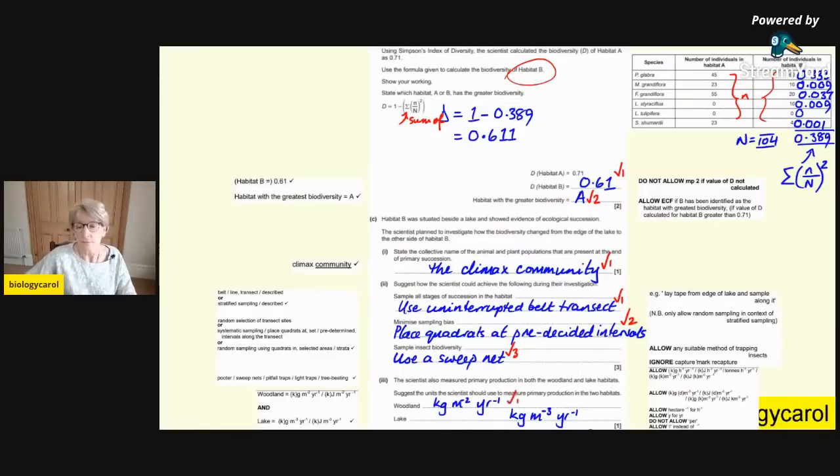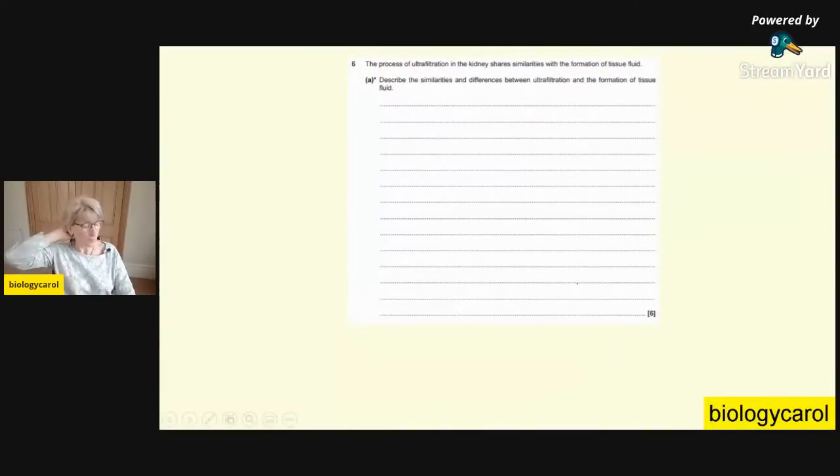Okay, moving on. That's me showing I've got the marks. Process of ultrafiltration in the kidney shares similarities with the formation of tissue fluid. Describe the similarities and differences between ultrafiltration and the formation of tissue fluid. Deep breath time. This is an asterisk question, so it's going to be levelled. It's about your written communication, how clearly you can write it, how well you can lay it out. Is it logical? Is it using terminology, etc.?